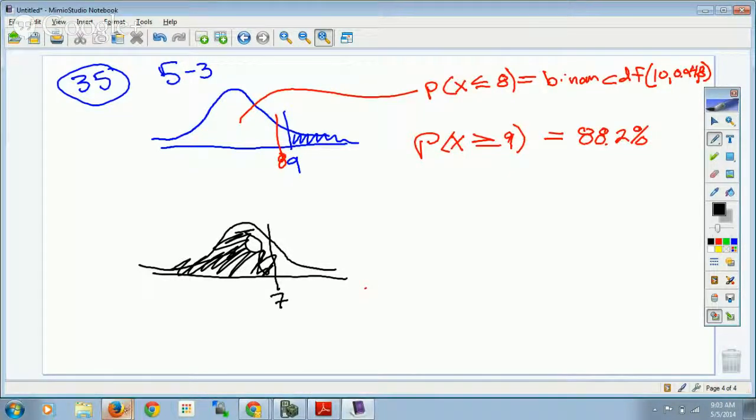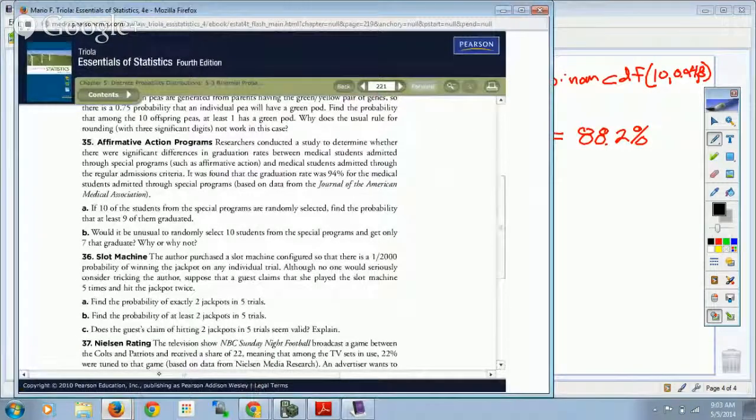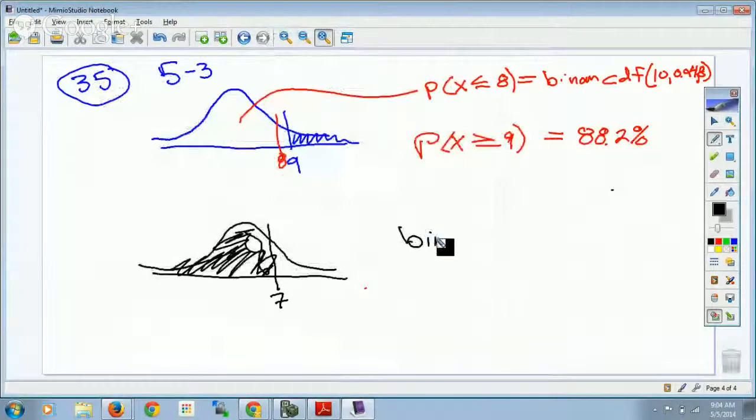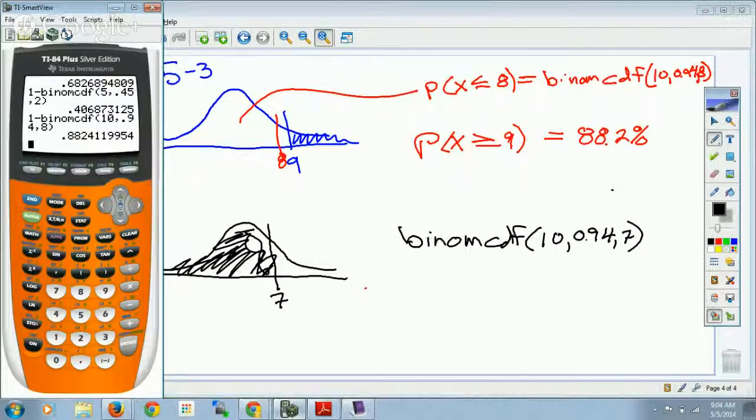So let's get back and double check that we're answering the right question. Would it be unusual to randomly select 10 students from the special programs and get only 7? Only 7 means we're looking at something kind of low. Only 7 graduated. Wow, that's not very high. You know what I'm saying there? That would be the binomial CDF of 10, 0.94, 7. It's a left-hand tail, so we don't have to do the 1 minus there.